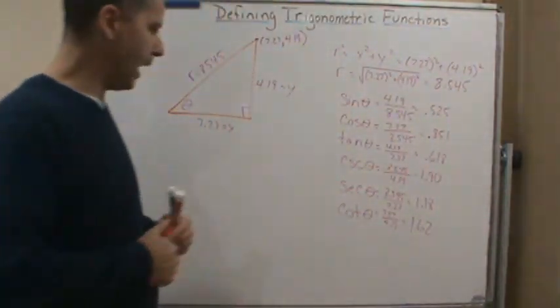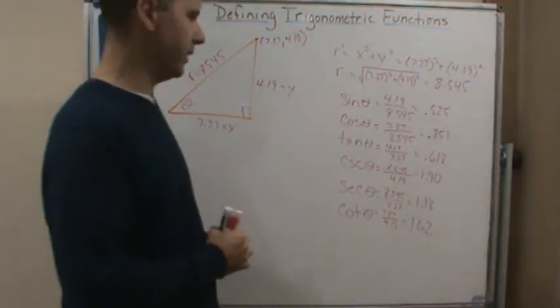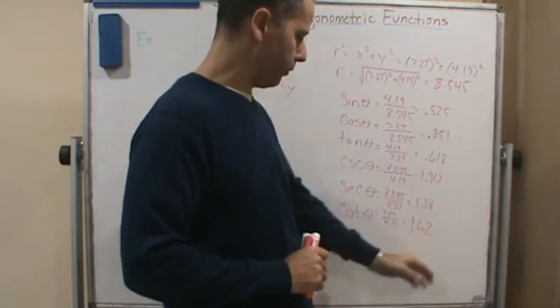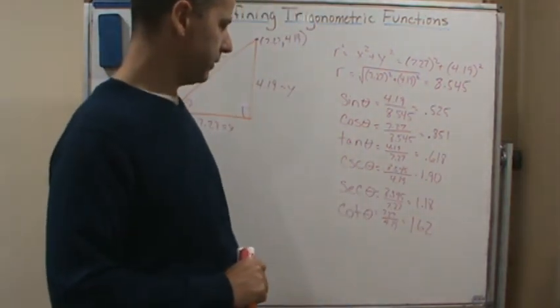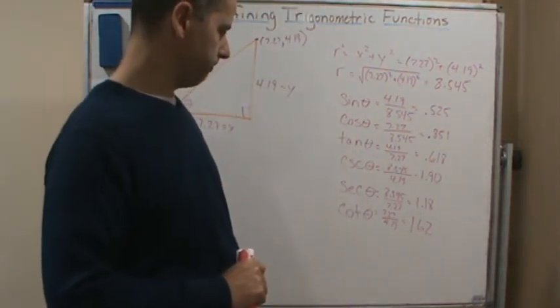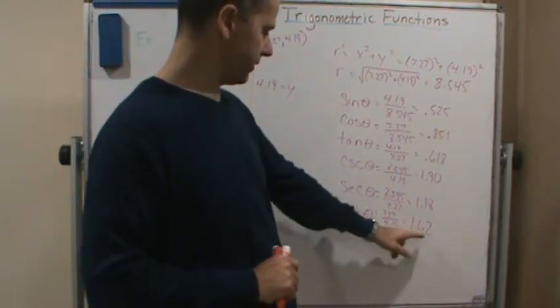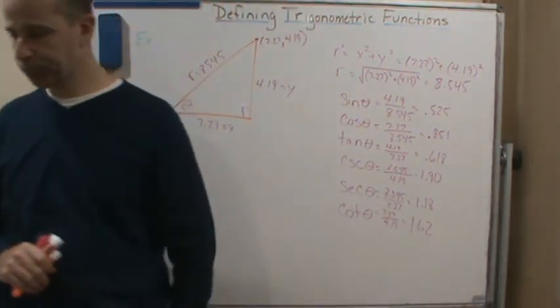Okay, and now in this case, these are all approximates. These are all approximate values rounded to 2 decimal places, or 3 decimal places. Or in this case, 3 significant digits.